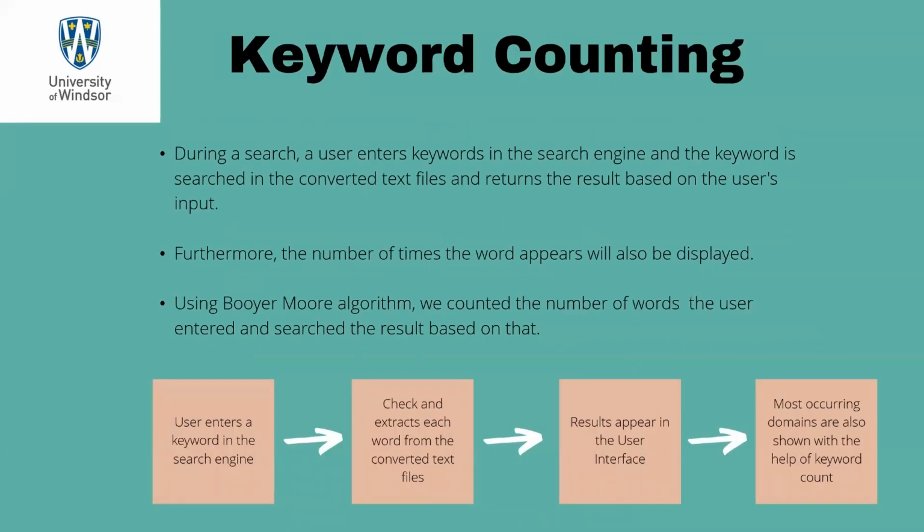My colleague Badri will now explain the further features. Keyword counting is the next feature that I'll be explaining. When a user searches for a particular keyword or sentence in the search engine, the keyword or the sentence is searched in the converted text files, and with the help of the converted text files, the result is returned based on the user's input. Furthermore, the number of times the words appear will also be displayed. For keyword counting, we used the Boyer-Moore algorithm, where the number of words is counted, searched, and the results are returned based on that.